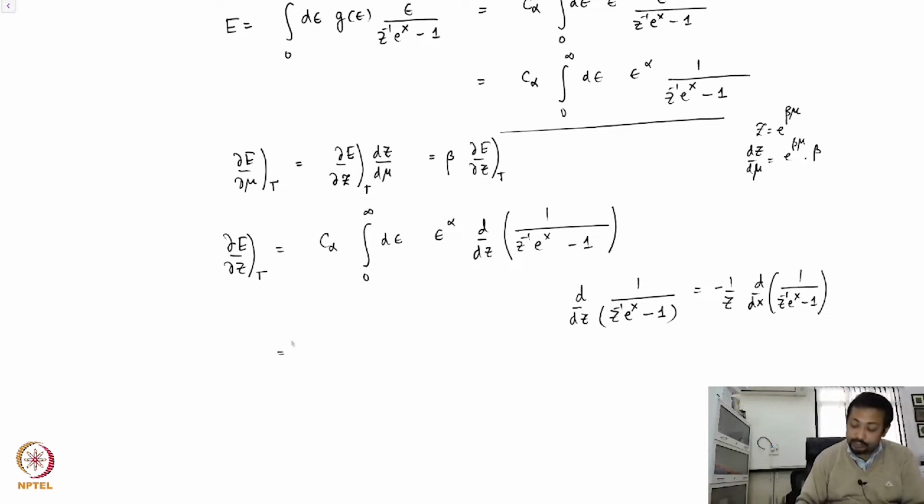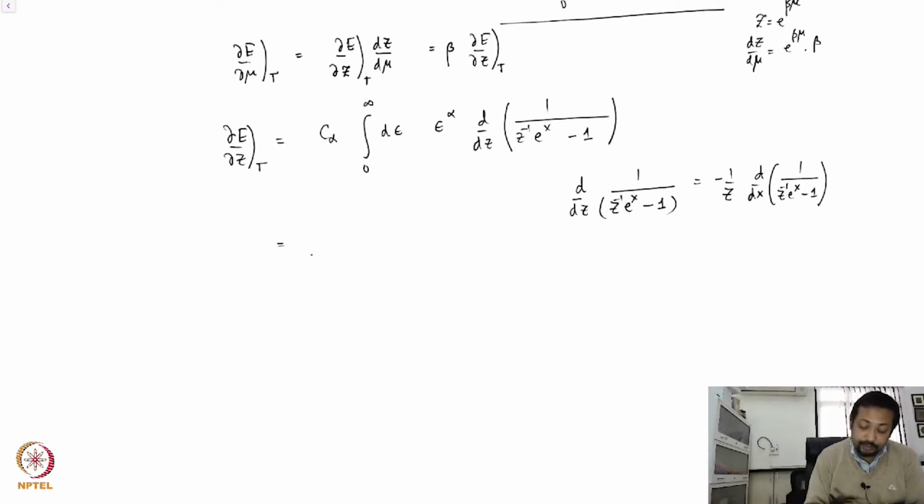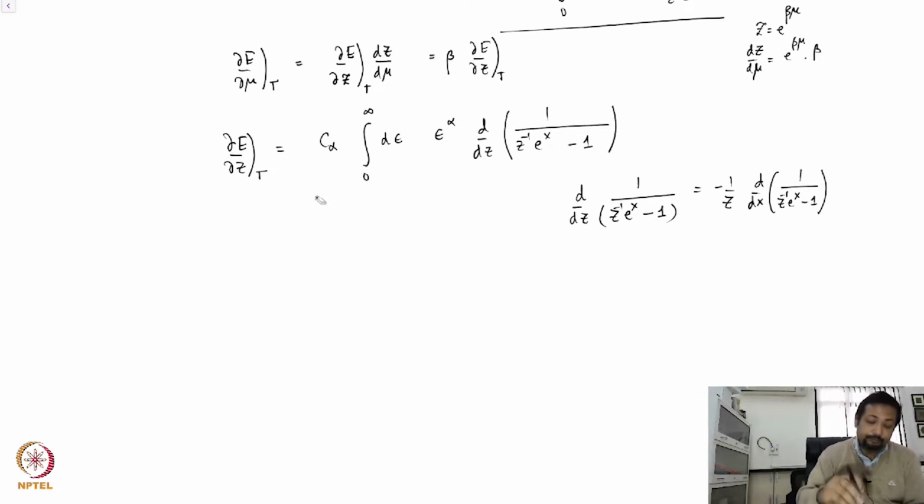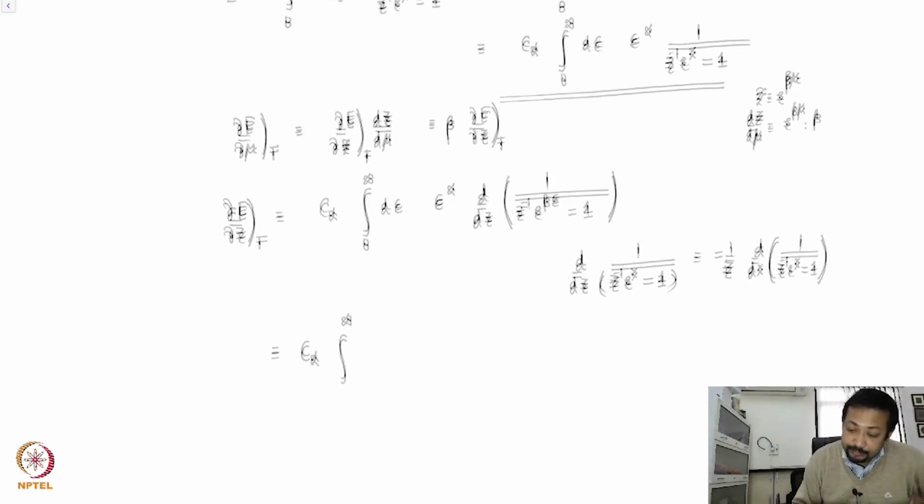So this relation then I have is going to be C alpha integration 0 to infinity. Now look, I have used e to the power x and I have used e to the power x, which is not the right thing to do. So we have beta epsilon over here. Did we keep it as beta epsilon?